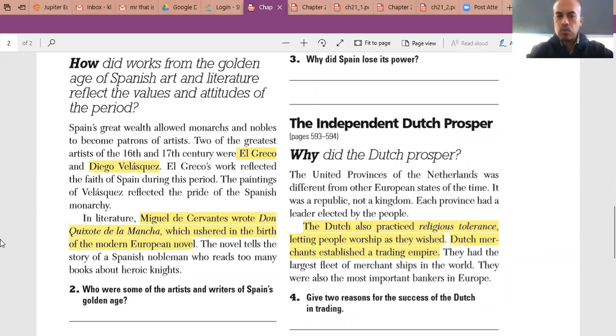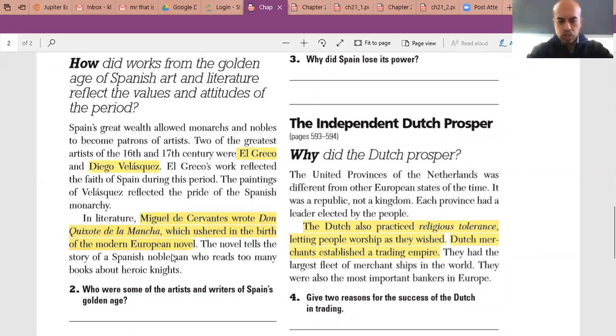The answer for this question is that El Greco's work reflected the faith of Spain during this period, and the paintings of Velázquez reflected the pride of the Spanish monarchy. The third writer who flourished at the time of Spain's golden age was Miguel de Cervantes, who wrote Don Quixote de la Mancha, which ushered in the first of the modern European novel.